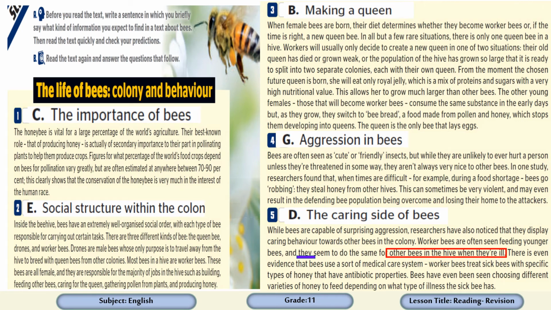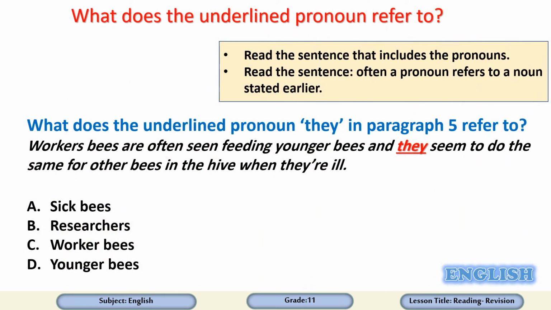So in this sentence, we have other bees in the hive when they are ill. We have researchers, which comes earlier. We have worker bees, which comes in the same sentence, and we have younger bees, which comes also in the same sentence. So which one do you think is the correct answer? Yes, very good. The word refers to worker bees.